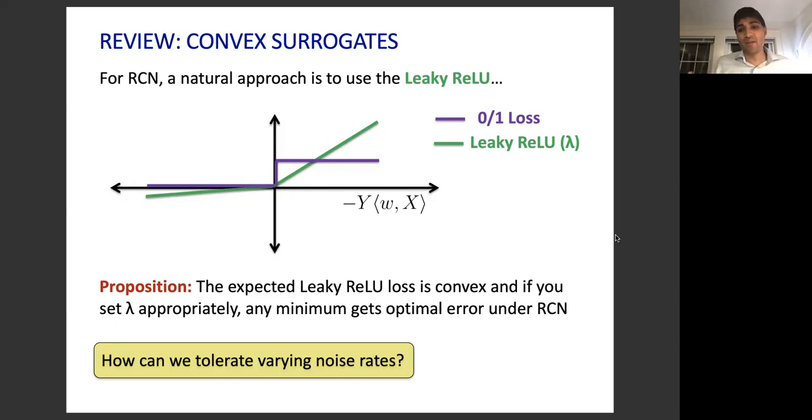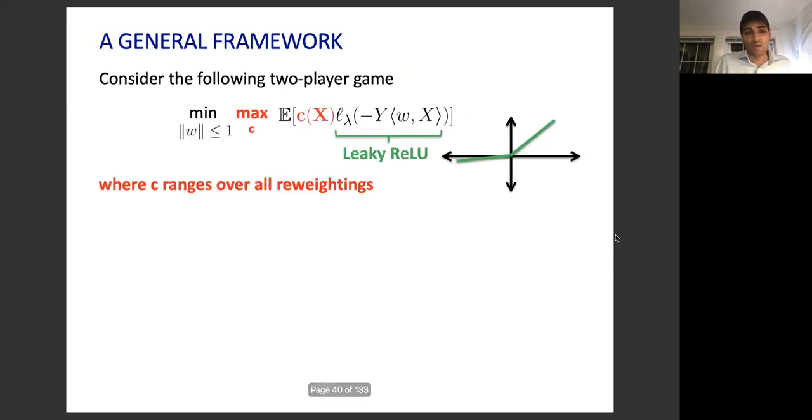So if you choose lambda as a function of eta, you just have to solve a convex optimization problem in order to solve this half space learning problem under RCN. Now, the important thing that I care about is, what happens when you have varying noise rates, like the Massart noise model. So let me tell you about our general framework for designing provable algorithms for learning half spaces under Massart noise.